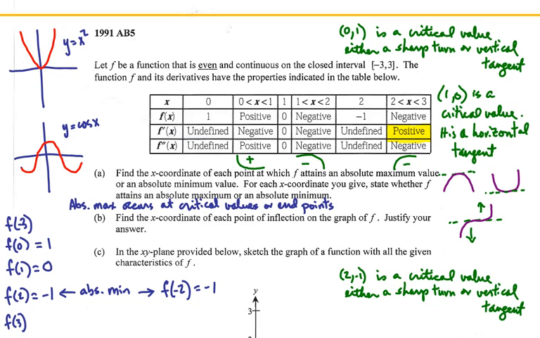Now it appears that f of 0 equals 1 is the maximum, and from 0 to 1 that function is decreasing. So f of 0 equals 1 has to be a maximum, and there's no reflected value for that. We'll carry on in the next video.